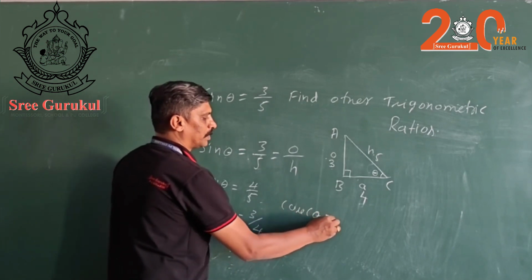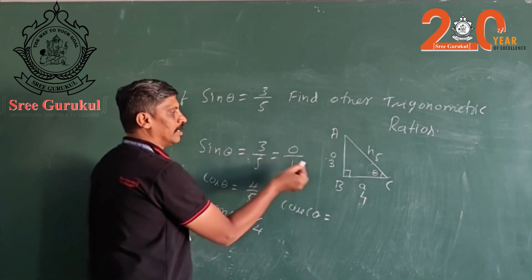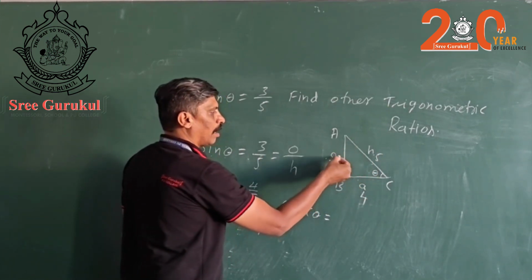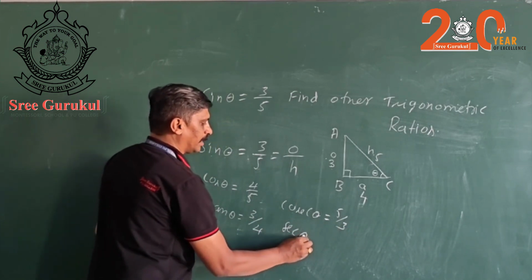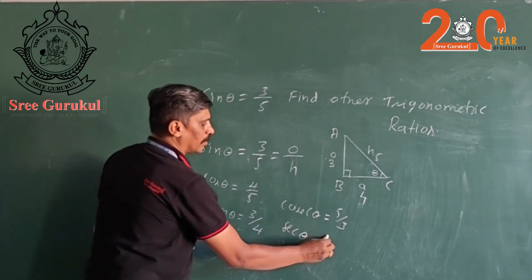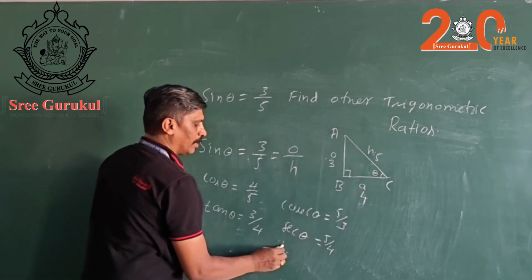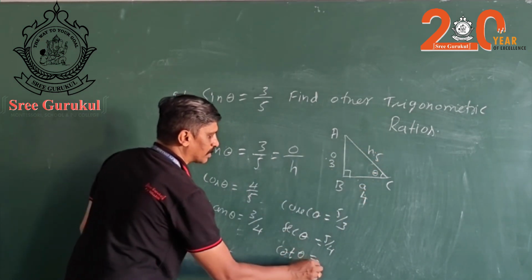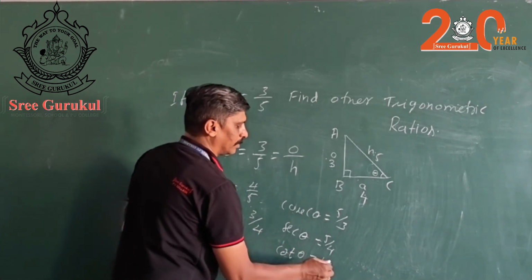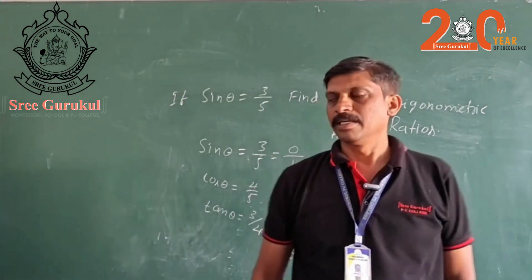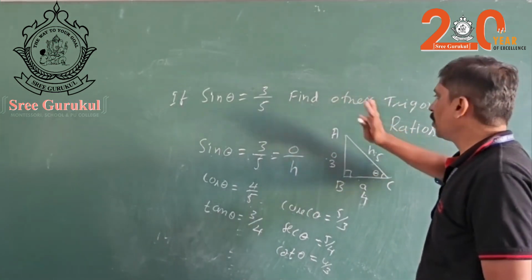Cosec theta is the hypotenuse by opposite, the reciprocal of sine, that is 5 by 3. Secant theta is equal to the reciprocal of cos, 5 by 4, or hypotenuse by adjacent, 5 by 4. Cot theta is the reciprocal of tan theta, 4 by 3. Okay, now these are the basic formulas for the trigonometric ratios.